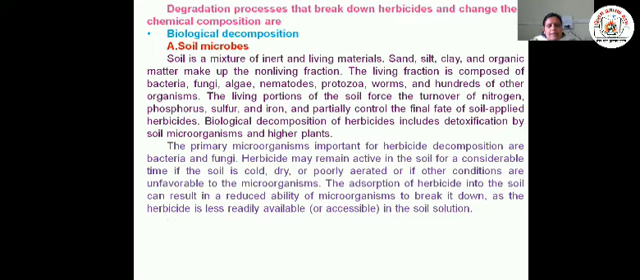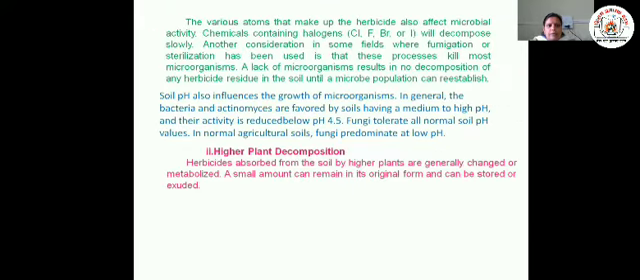The primary microorganisms important for herbicide decomposition are bacteria and fungi. Herbicides may remain active in the soil for a considerable time if the soil is cold, dry, poorly aerated, and if other conditions are unfavorable to the microorganisms. The adsorption of herbicides onto the soil can result in a reduced ability of microorganisms to break them down, as the herbicide is less readily available in the soil solution. Are you getting soil microbes?